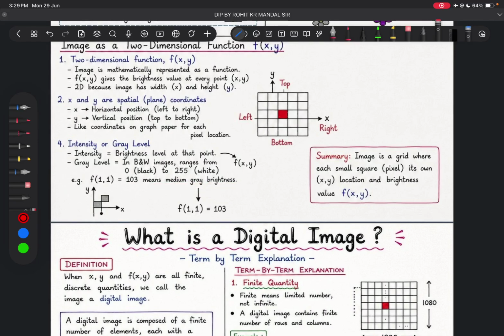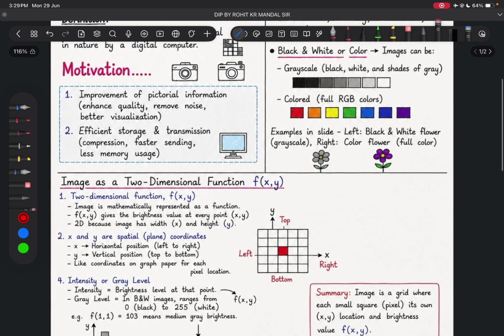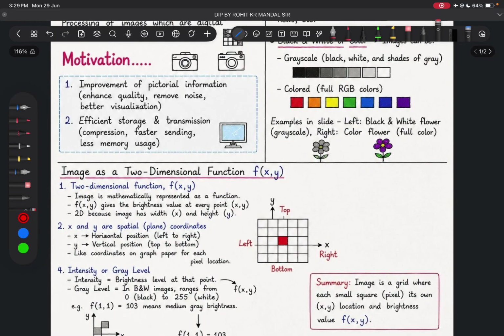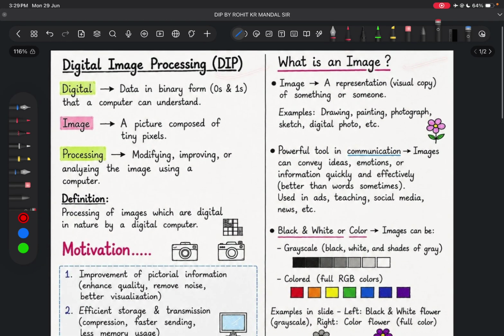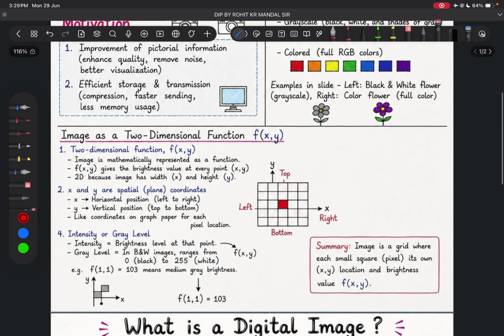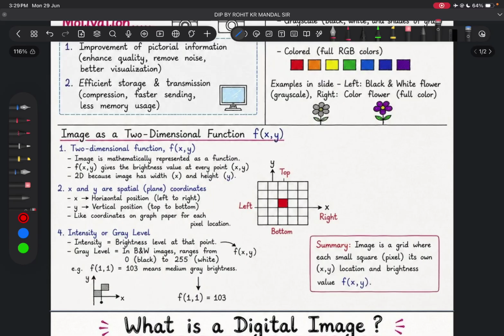So let's end the lecture. I hope you understand the basic concept of digital image processing: what is an image, what is the definition of digital image processing, and how an image is represented. Why is an image a two-dimensional function f of x comma y.